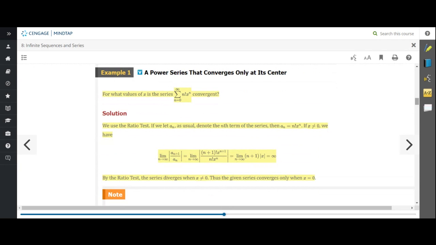Okay, are there any questions on that? Okay, well then let us go ahead and look at an example here. Let me give you a moment to copy this example down.